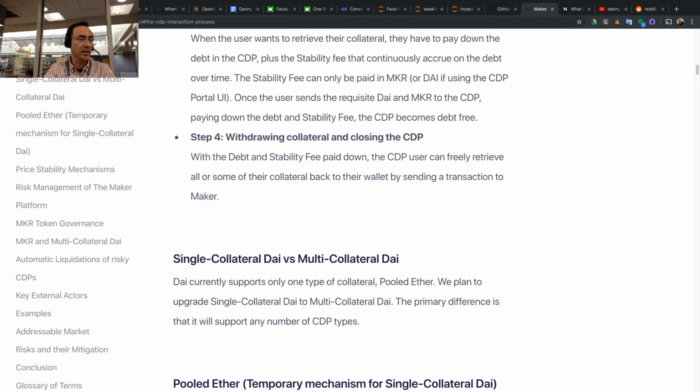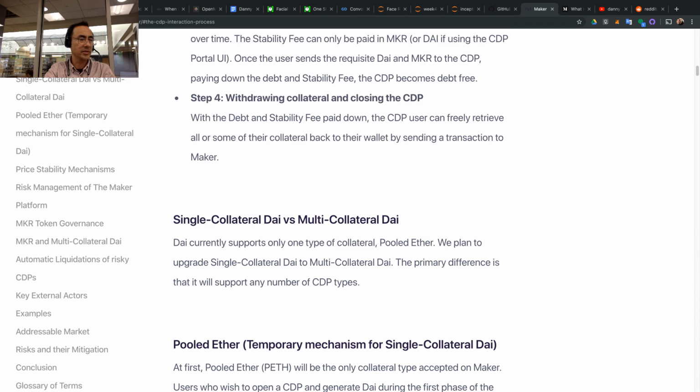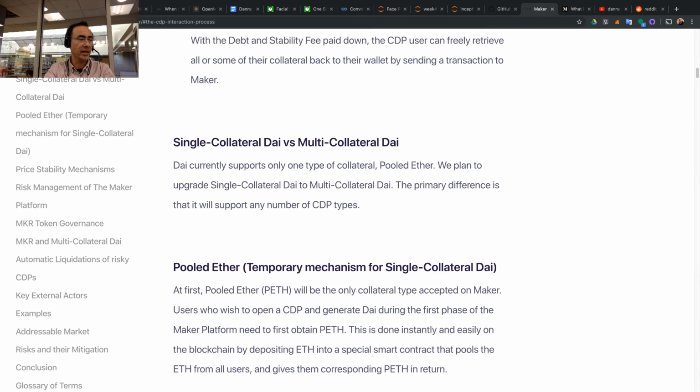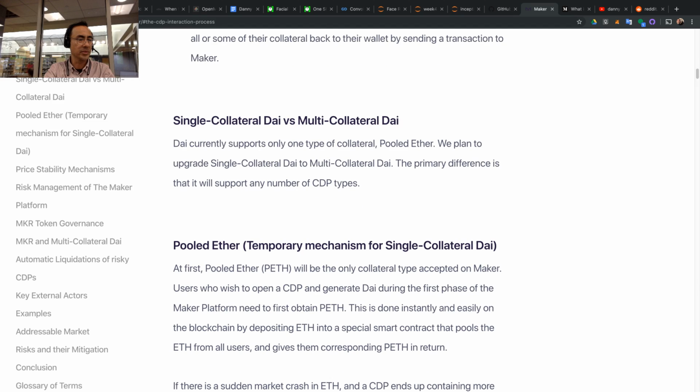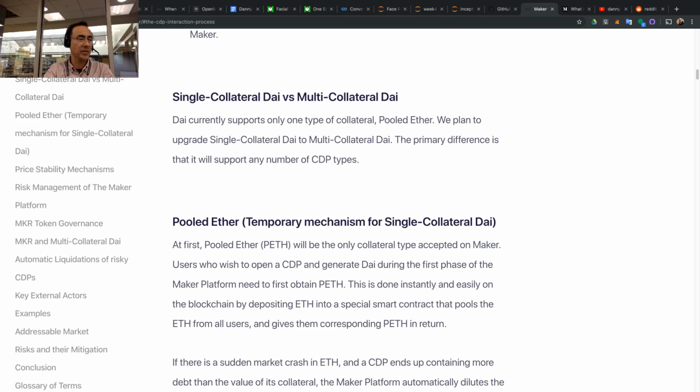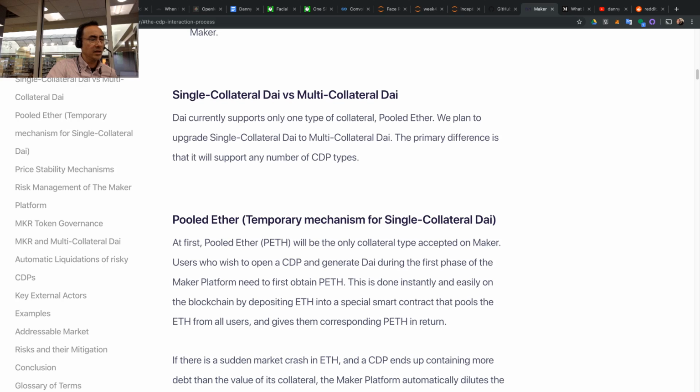Okay. Single collateral versus multi-collateral. DAI currently supports only one type of collateral, pooled ether. So only one kind of collateral, ether. We plan to upgrade single collateral DAI to multi-collateral. The primary difference is it will support any number of CDP types. So yeah, it could be for Bitcoin or something.